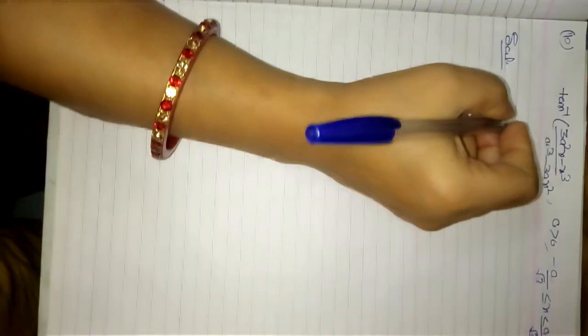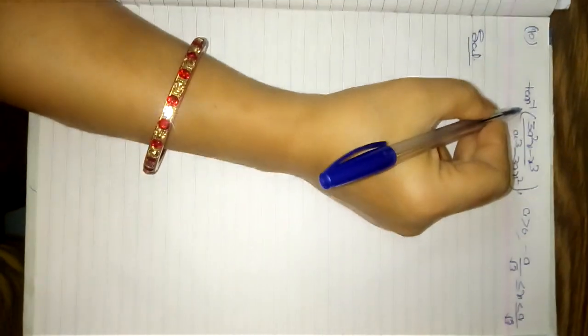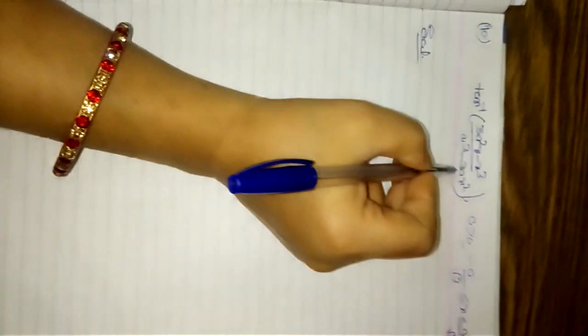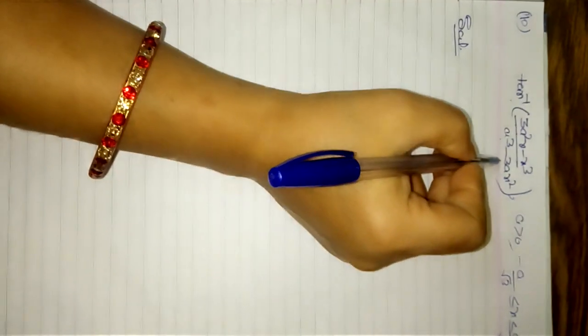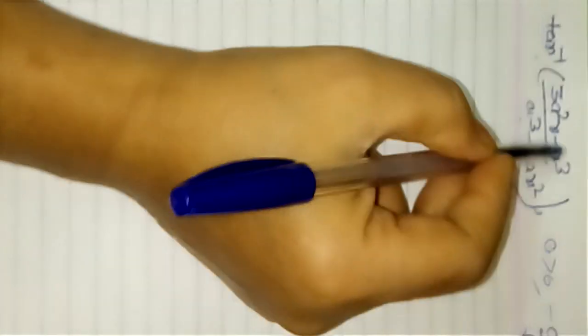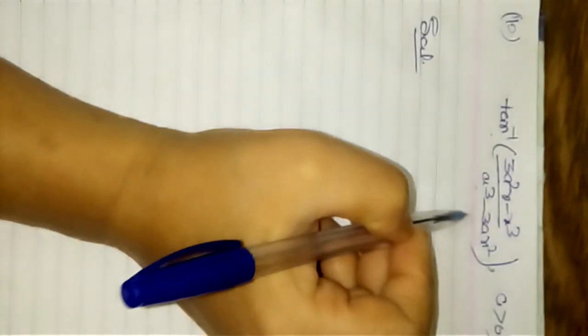Now student, continue with the 10th question. The 10th question is tan inverse of (3a square x minus x cube) upon (a cube minus 3ax square). The angle of the given function can be converted into the standard result of tan 3 theta. We can make this tan 3 theta.